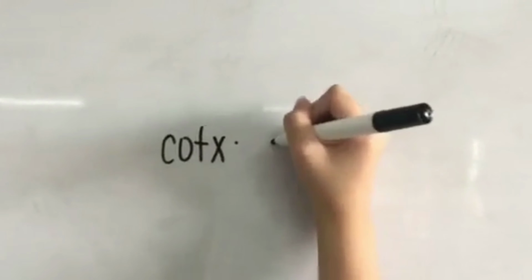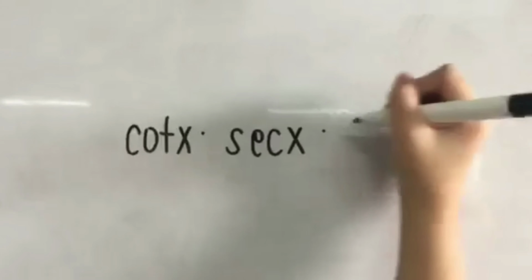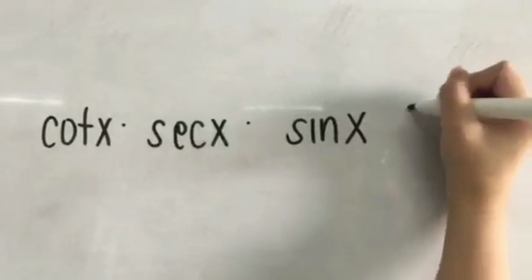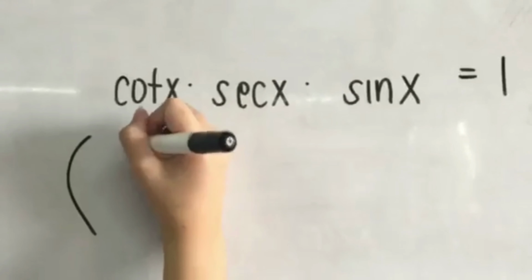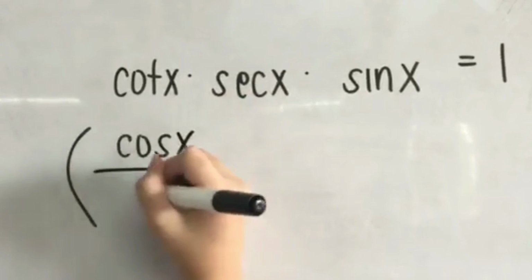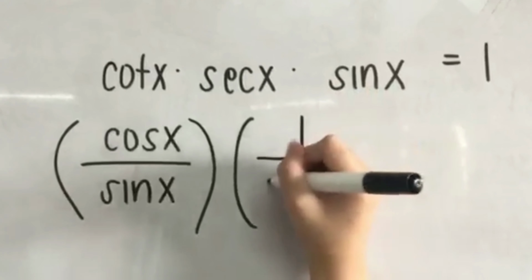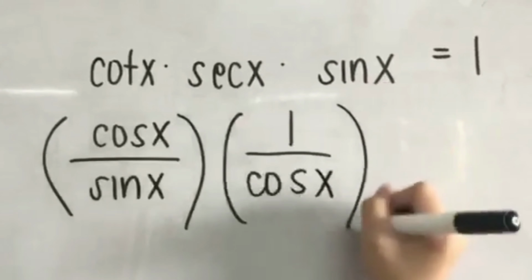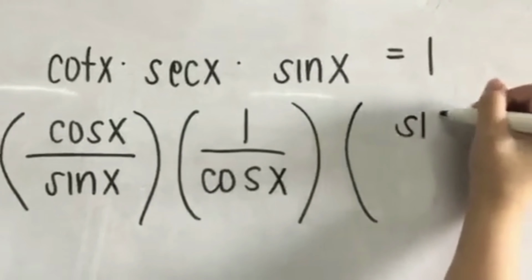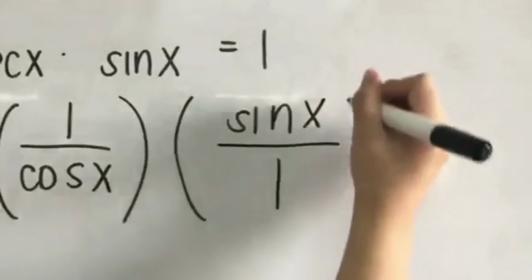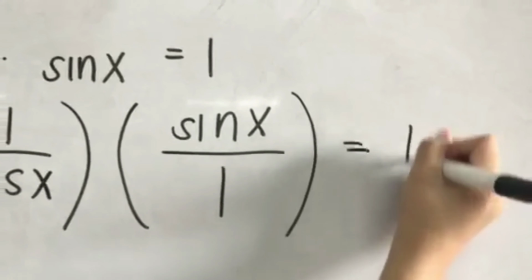For our last problem, we have cotangent x times secant x times sine x is equal to 1. Using the ratio identities, we will convert cotangent x to cosine x over sine x. Then, using the reciprocal identities, we'll convert secant x to 1 over cosine x. And since sine x is its simplified form, we will just retain it and use 1 as its denominator.